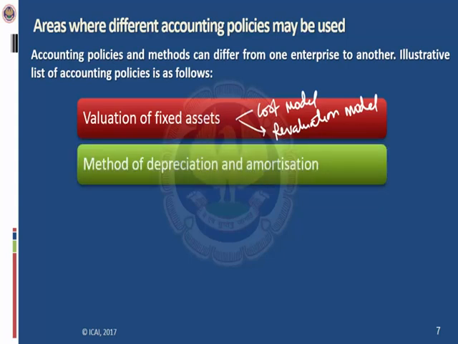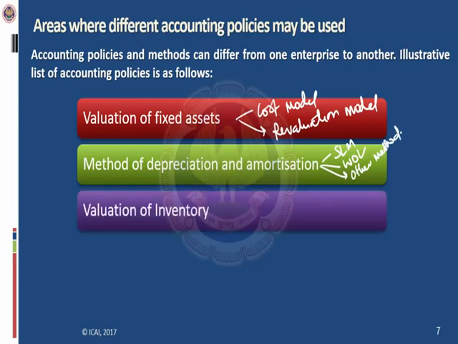Coming to the second part, method of depreciation and amortization. The entity has to disclose whether it is using the straight line method, written down value method, or, let's say, any other method like the unit of production method. The entity has to prescribe this. Then valuation of inventory. There are alternative methods given in the standard for valuation of inventory, like the FIFO method and the weighted average method.